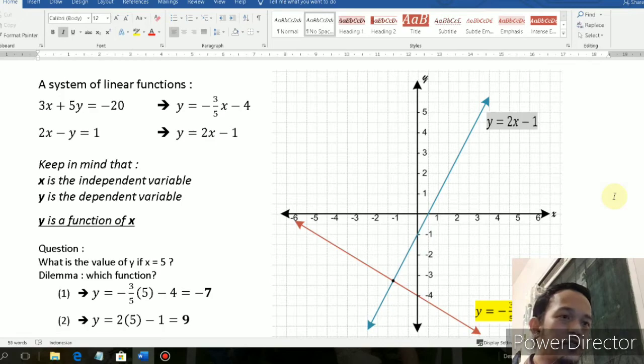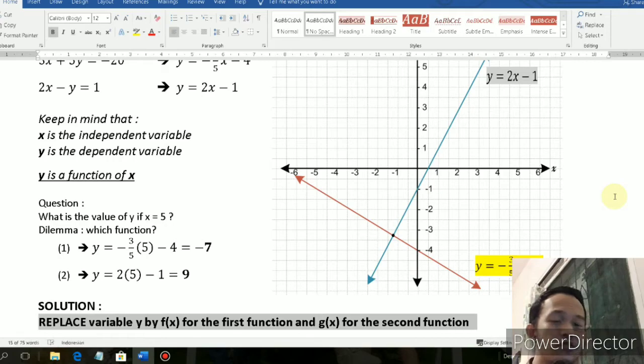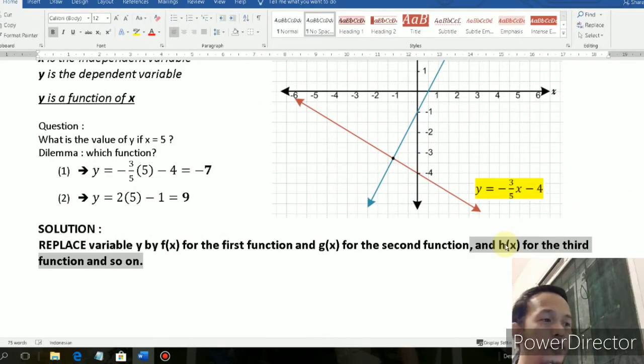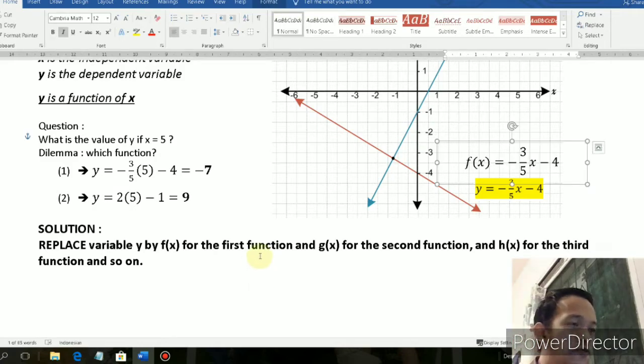Of course, we need to end this dilemma, and we have a solution. The solution is, let's replace variable y by f of x for the first function and g of x for the second function. Or if you have more than two functions, for example the third one, let's use h of x and so on. Let's go back to the example now. We have only two functions, so let's replace the y of the first function by f of x. So it becomes like this.